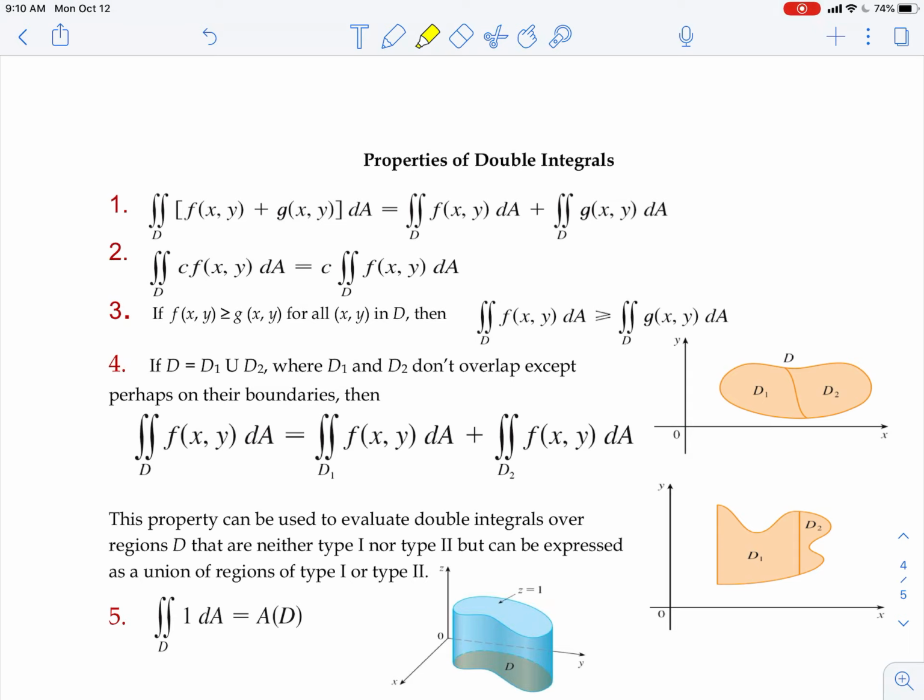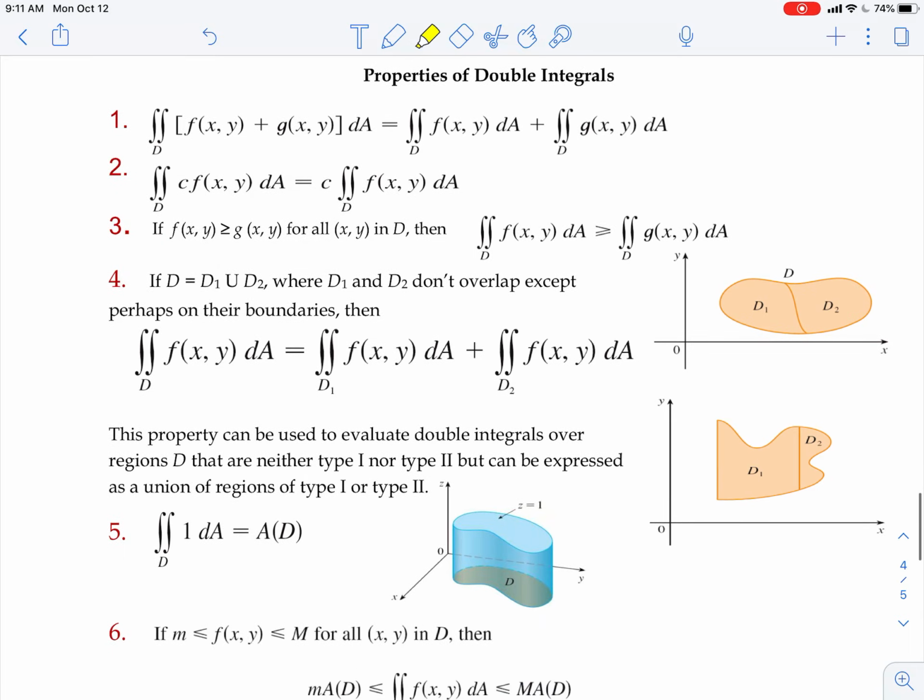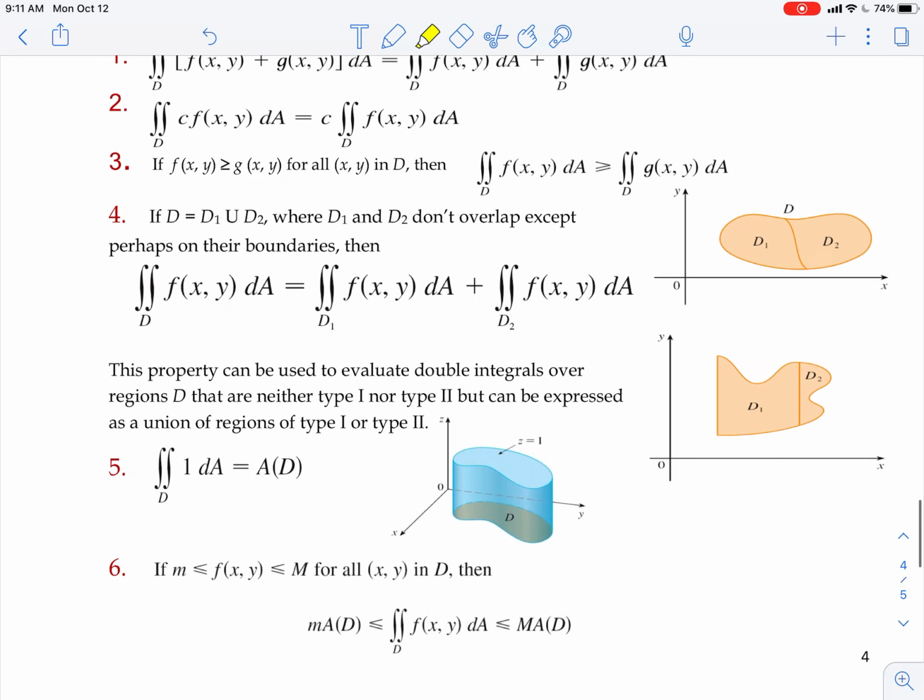If we have a function that's greater than or less than another function for all x and y in D, then the same thing is going to be true for the integral. The double integral of f is going to be greater than or equal to the double integral of g. If there's a union between D1 and D2, and they don't overlap, we can go ahead and break it up, just kind of like what we did in Calc 1 and 2, where you could break up the region and just add up the two parts of the region.